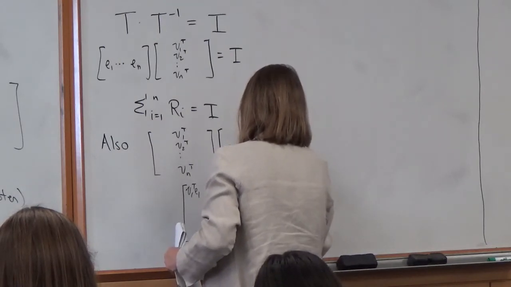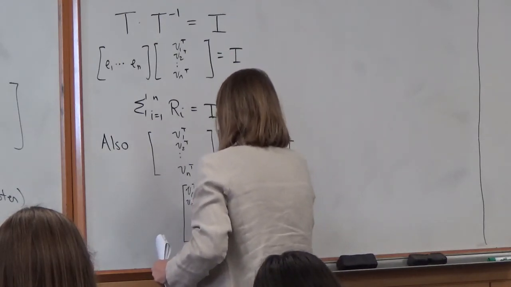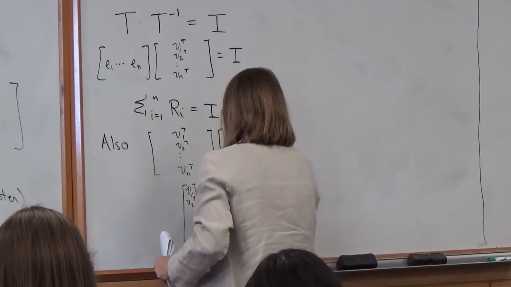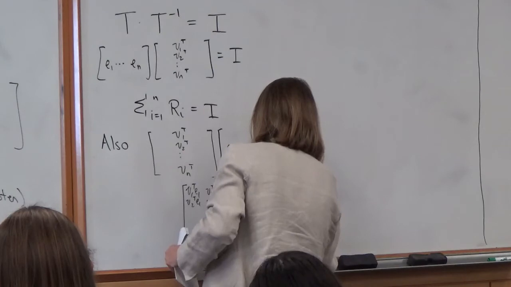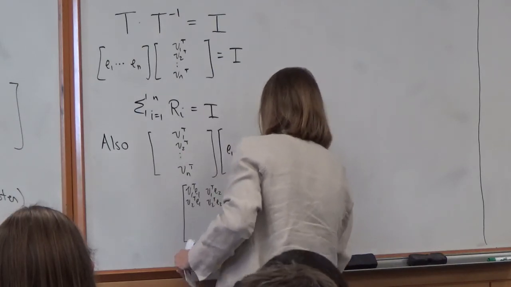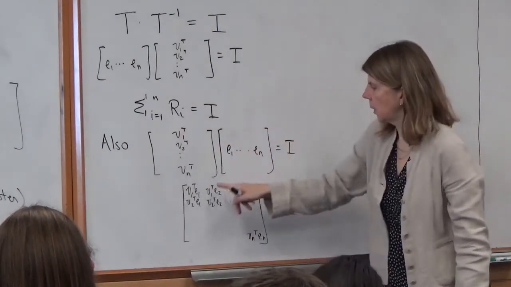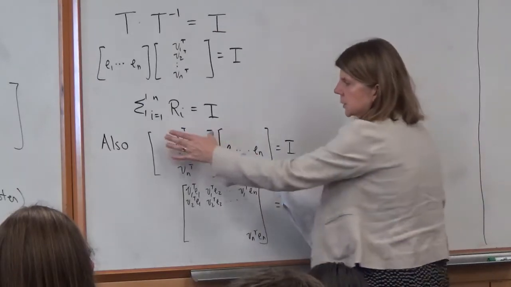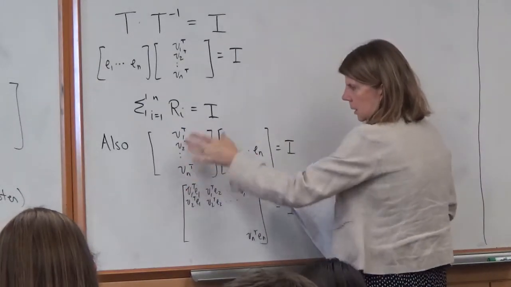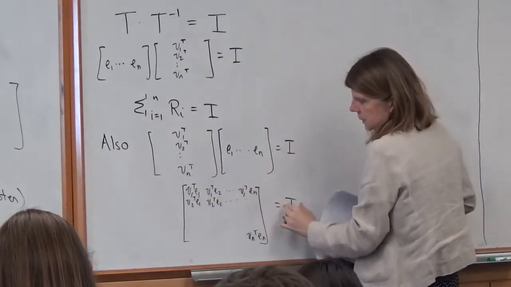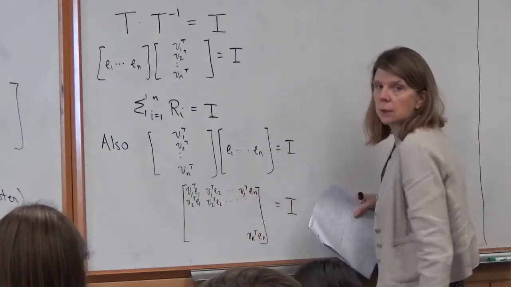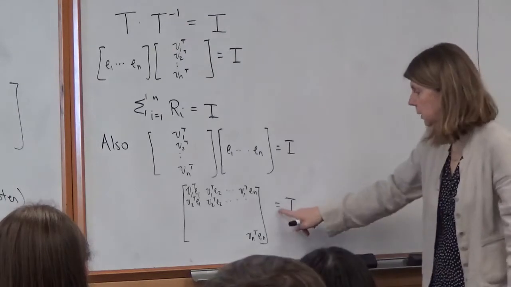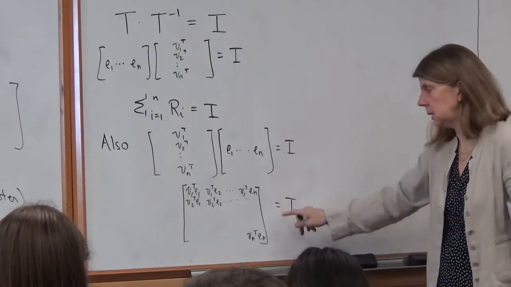nu1 transpose E1, nu2 transpose E1, nu2 transpose E2, and so on, all the way down to nu n transpose En. Those are inner products, right? That's just a 1 by n times an n by 1 in each case. But we know the product is the identity, so all these off-diagonal elements are equal to 0.